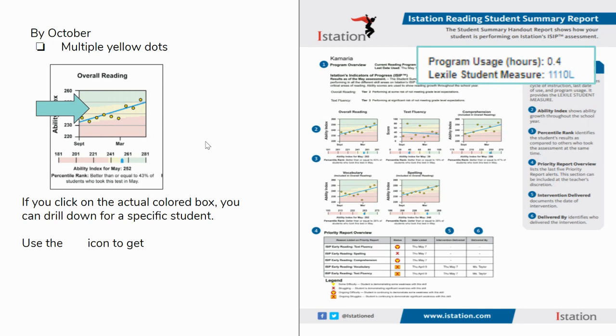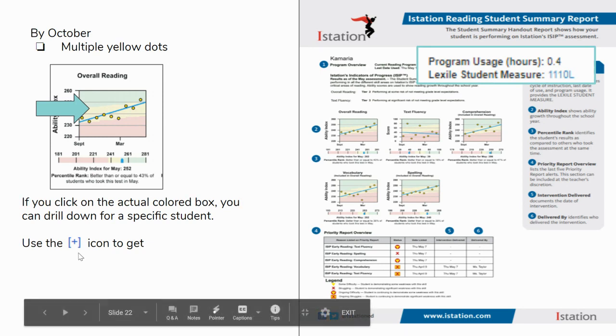The other great thing is on this report, again, when you're logged in on your computer looking at this report, you can click on each of these boxes. You can click on the colored box for overall reading, the colored box for text fluency, whichever subtest area you're interested in, and you can get more information. So once you click on it, it's going to populate another screen. And then you can look at individual data for individual students, simply by clicking the little plus button, which is down here, for the month you want to see.